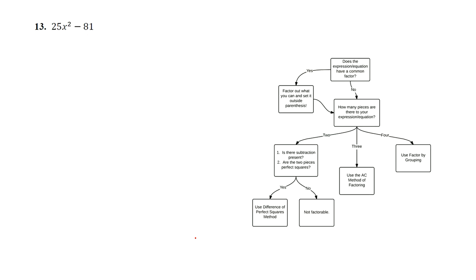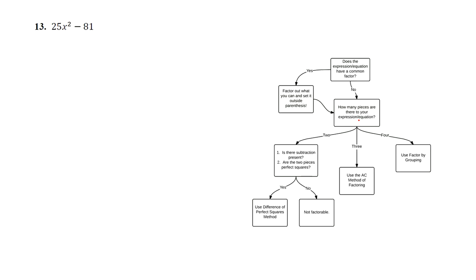Alright, let's look at number 13, and yes, Marsh realizes she could not count at all on this worksheet. Okay, so we're going to look at 25x squared minus 81. So, is there a common factor? Nope, nothing good. So, no.